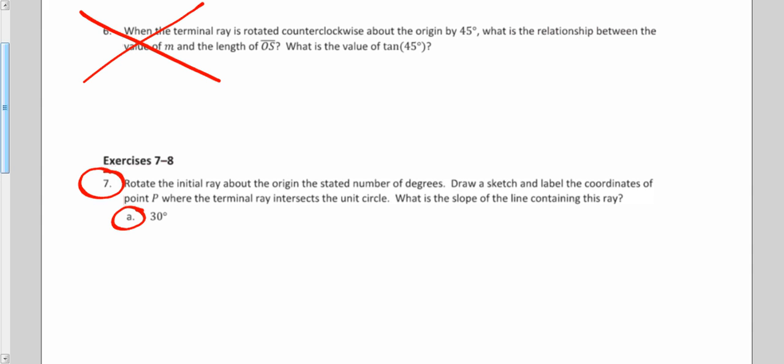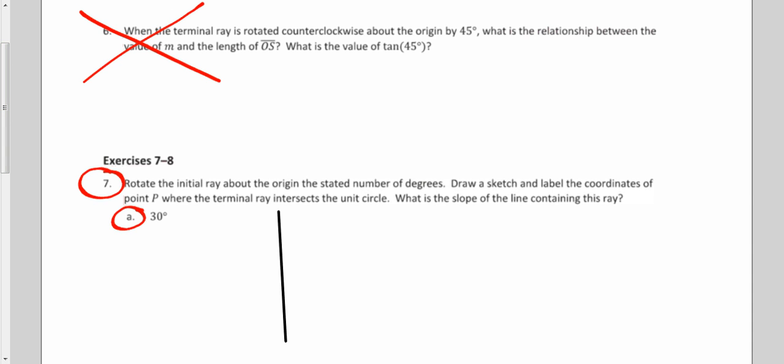So, yeah. All right. So, 7. Rotate the initial ray about the origin the stated number of degrees. For 7A, it's 30 degrees. Draw a sketch and label the coordinates of point P, where the terminal ray intersects the inner circle. What is the slope of the line containing this ray?